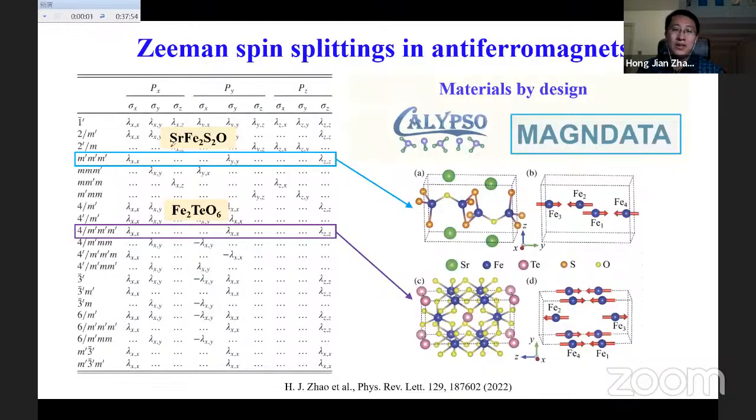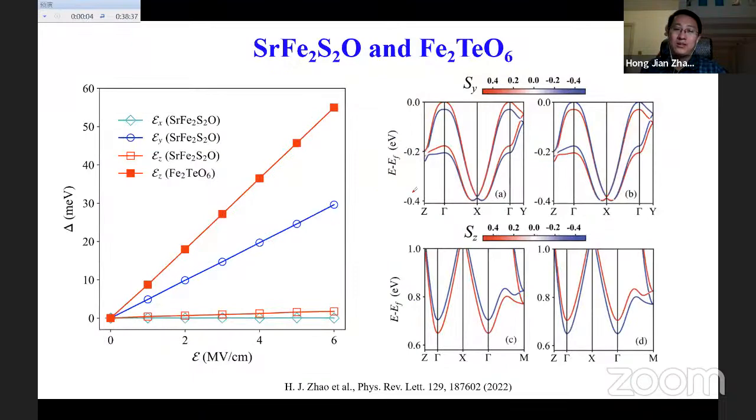After having that table, we can, of course, find some materials in a material database. So here we employ MAGNDATA, a database involving various magnetic materials and magnetic structures. We can find several good candidates which can host such Zeeman spin splitting created by electric field. Here we select two representative cases, SFSO and FTO. Both of these are antiferromagnetic materials with a Néel temperature close to 200 Kelvin, which is relatively high. And we compute the electronic band structure in the presence of electric field.